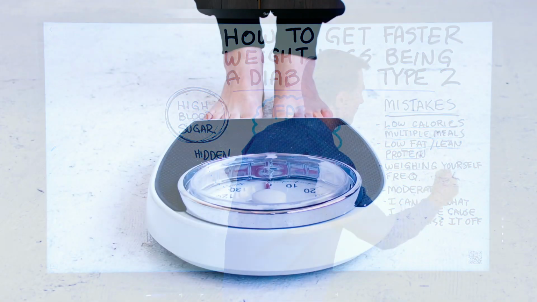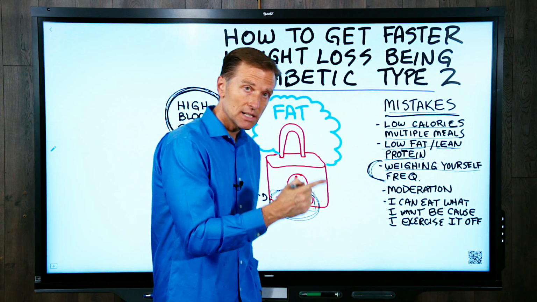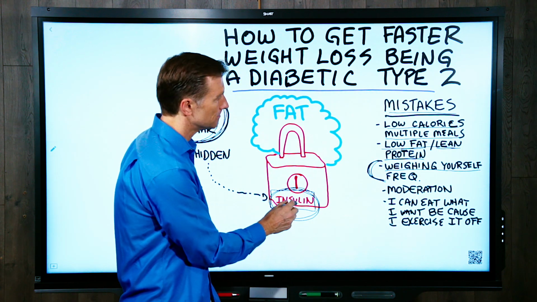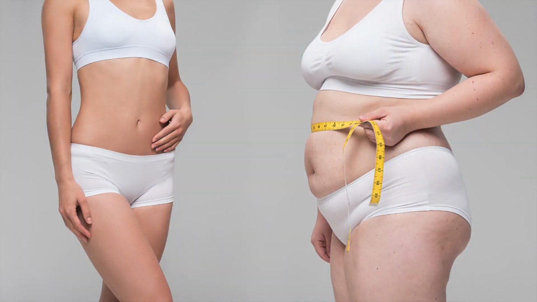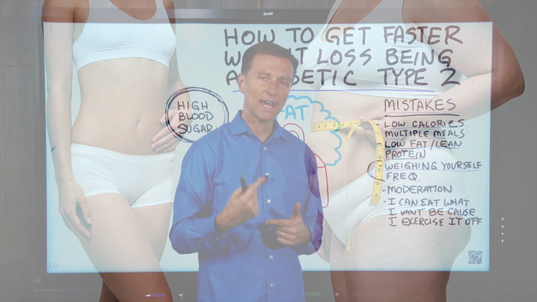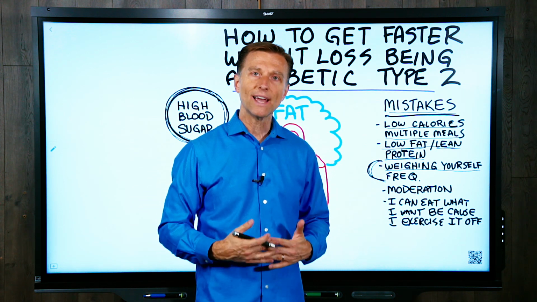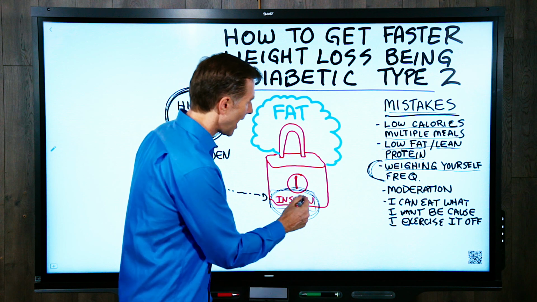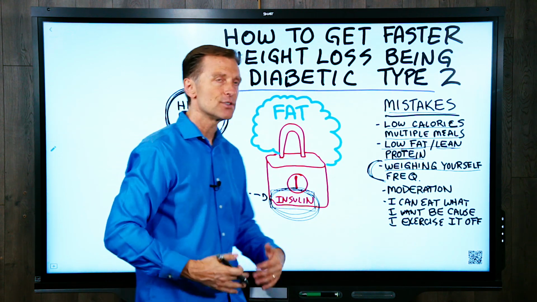Weighing yourself frequently is a problem because when I show you in the next slide what to do to reduce insulin, a much better test would be to measure your waist, because the location of where you're going to lose inches is going to be right around the waist. Your waist is a direct indicator of how much insulin you have in your body. So you reduce insulin and your stomach shrinks.